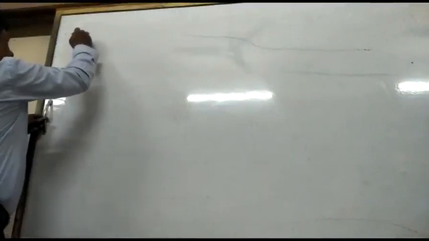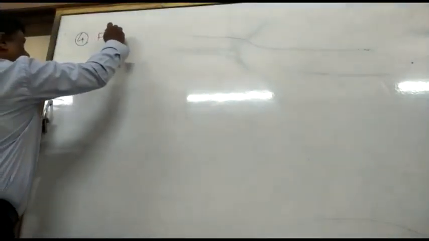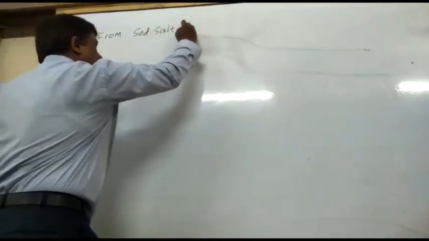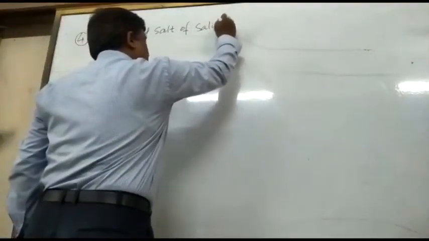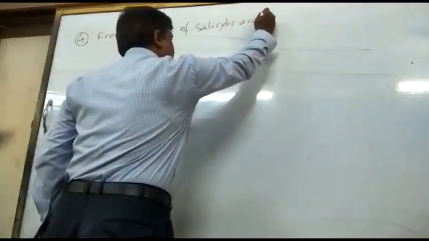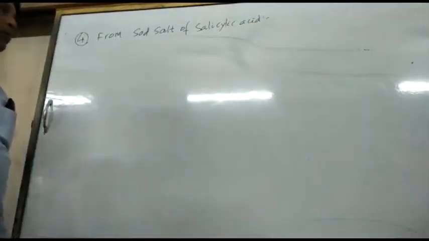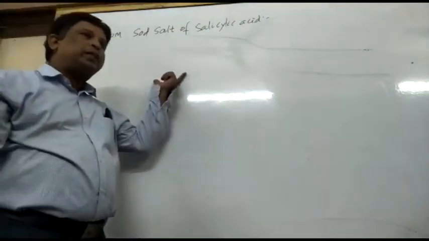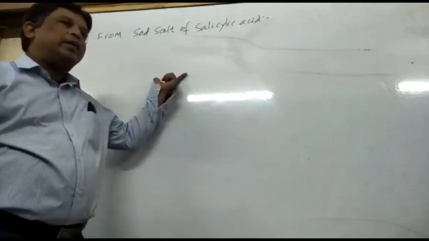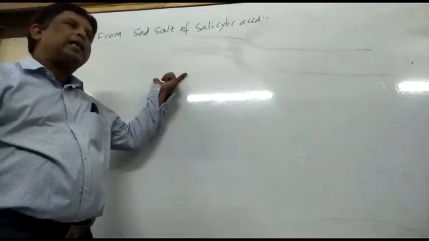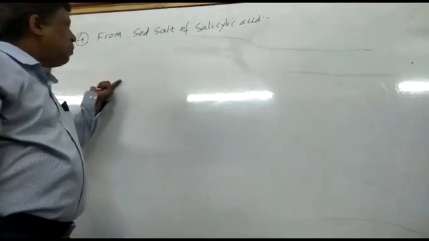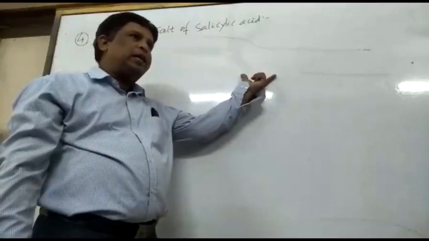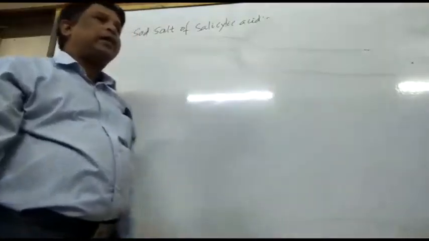The next method is from the sodium salt of salicylic acid. So what is the statement of this one? When sodium salicylate is fused with soda lime, what is soda lime? A mixture of sodium hydroxide and calcium oxide. So when sodium salicylate is fused with soda lime, sodium phenoxide is formed, which upon acidification gives phenol.